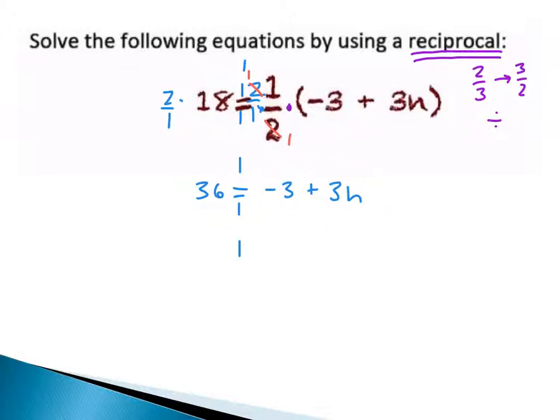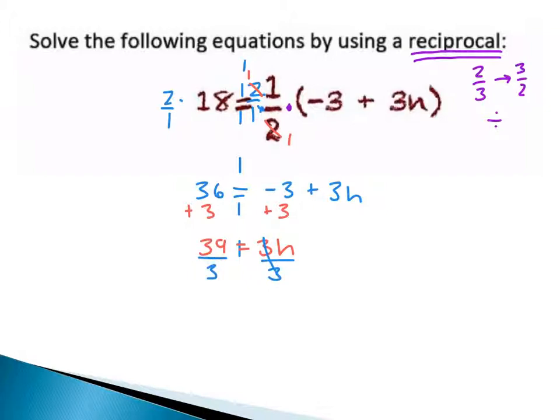And now I can simply use inverse operations. So I see negative 3 plus 3h. I'm going to work with the addition first. I'm going to work with this negative 3. To undo this negative 3, I have to add 3 to both sides. That's going to give me 39 equals 3 times h. To undo multiplication, I'm going to divide by 3 on both sides.